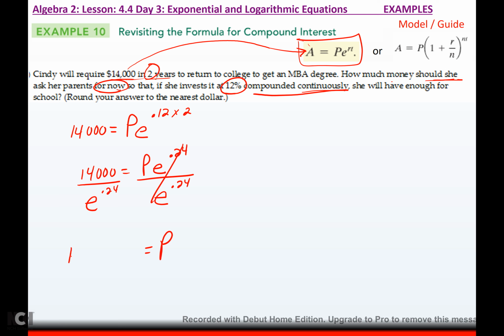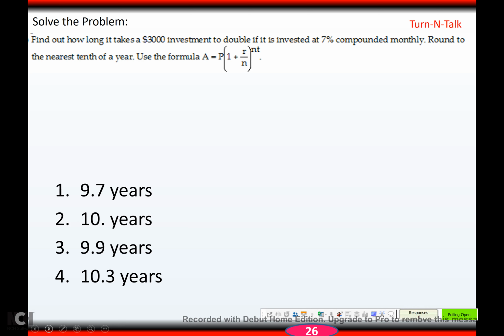So the principal amount she needs is $11,012.79. If she can ask her parents for that and stick it in a bank, she'll have her $14,000 in 2 years. Okay? Alright, hit pause, come back when you're ready. And hopefully you got 10 years.